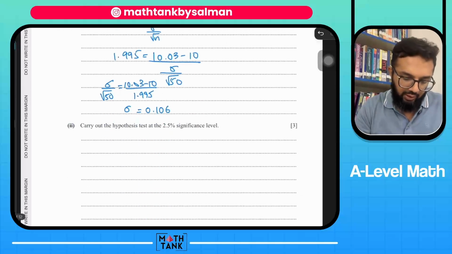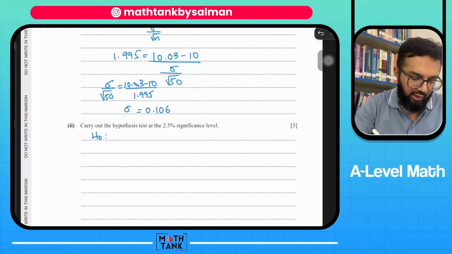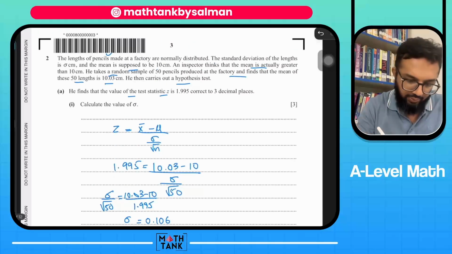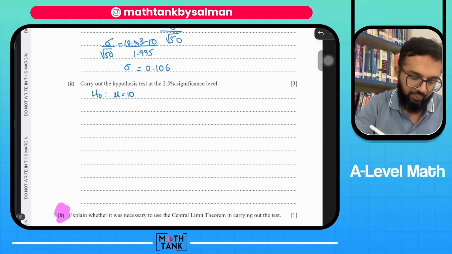Moving on, carry out the hypothesis test. So I have to do the entire hypothesis test. I can't just simply write numbers down, but I will have to write the null and alternate hypotheses, draw my rejection region, and then continue. So supposed to be 10, actually greater than 10.